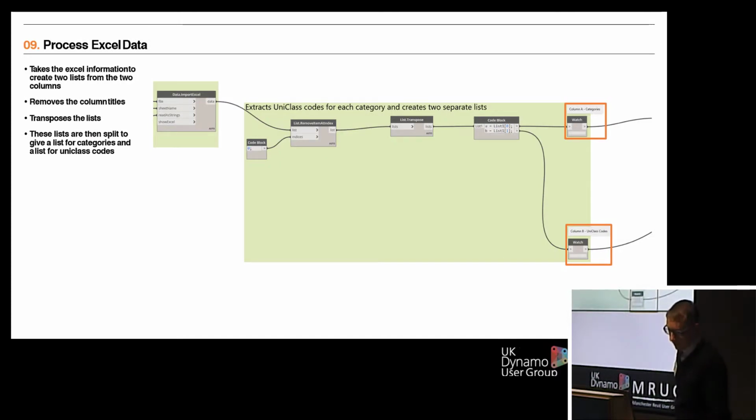That then takes the Excel information. It removes the item at the first index, which is the column headers. It transposes that list, because of the way Dynamo extracts Excel data: it does it in rows rather than columns. Then it splits it off, which you can't quite see here, into column A, which is categories, and then column B, which is unit class codes.